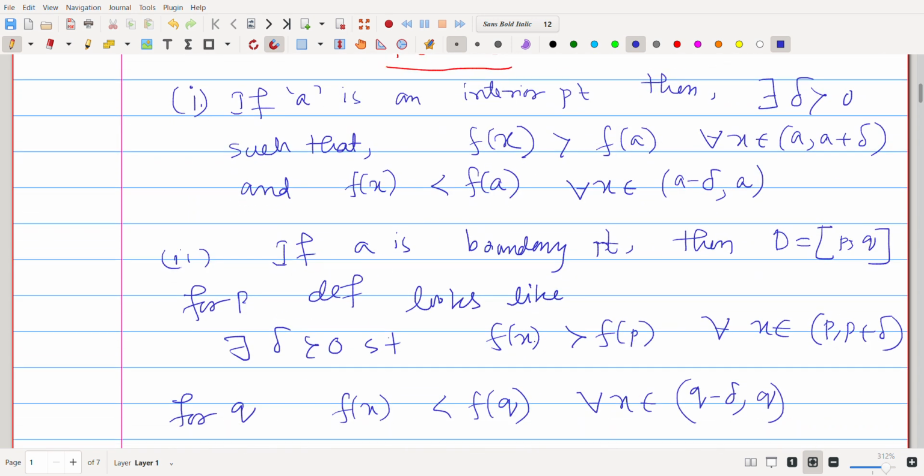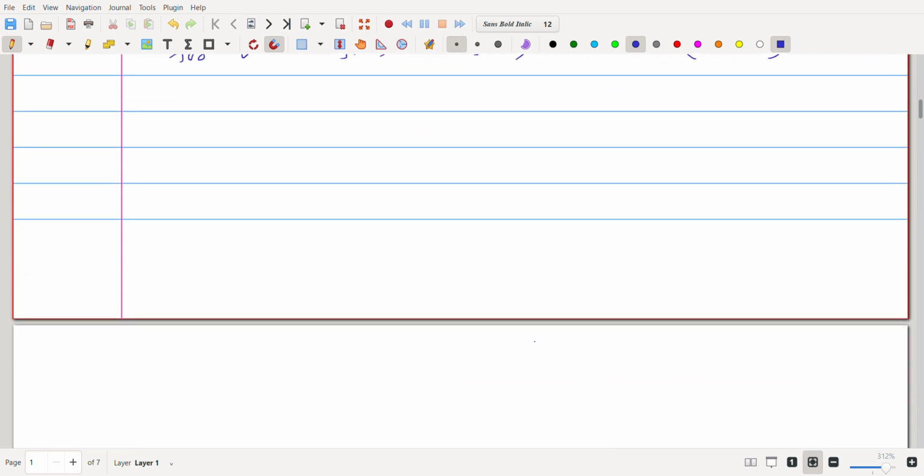Okay, now come to the next fact. So this is the definition, right? Okay, now some important facts.